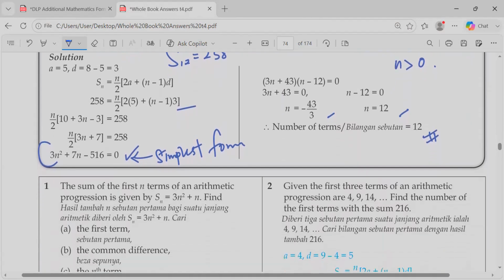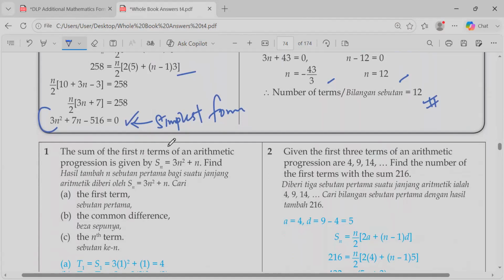Next, look at the question. The sum of the first n terms, with arithmetic. So for the first term, you just substitute 1. Only then you will get the first term and the common difference. Common difference is D. D means that the current term minus the term before. Now you get the first term is 4.